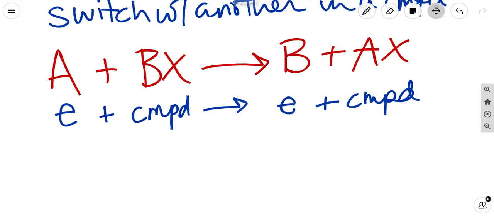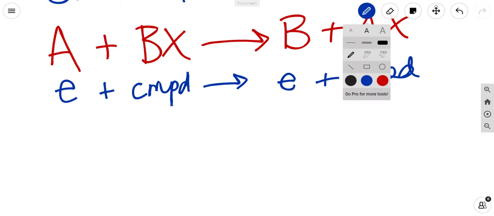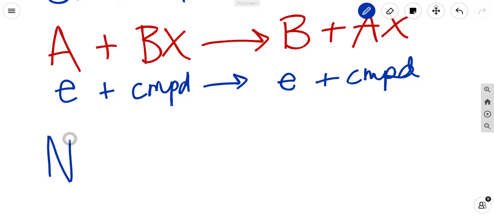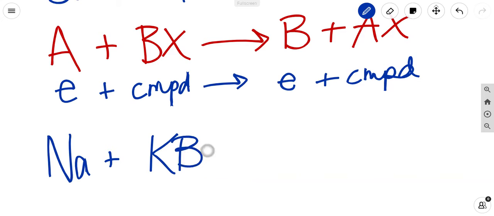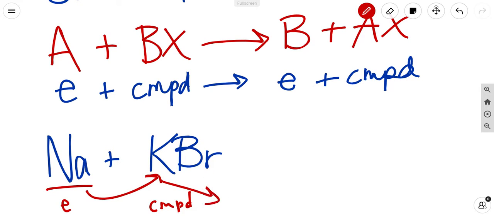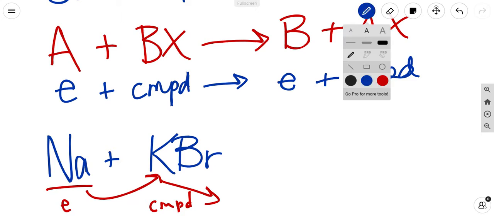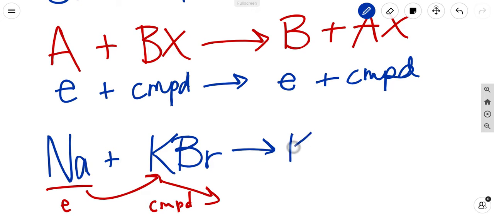So you can also think of single as a single element. What does this look like in reaction form? Maybe it looks like this: Na plus KBr. My Na is my single element, and KBr is my compound. So this guy is going to kick out the K. It's going to sub in the game. So now K is by itself, and Na is paired up with bromine.